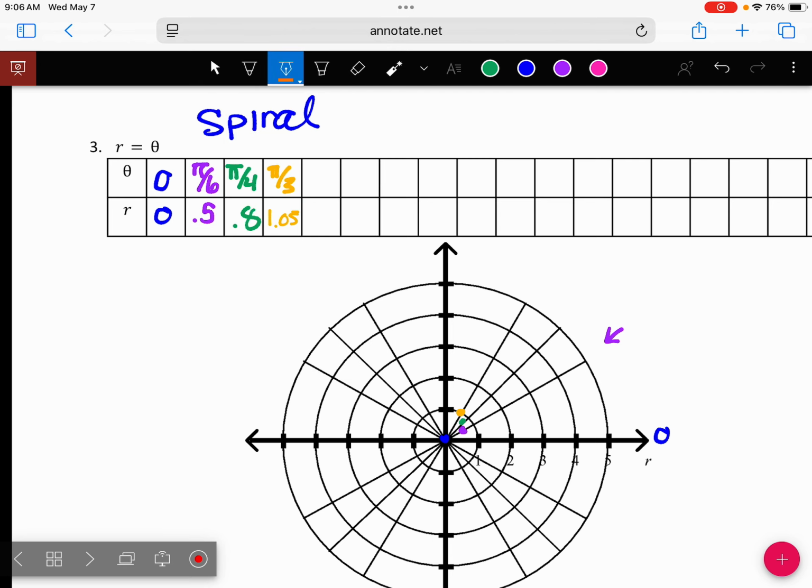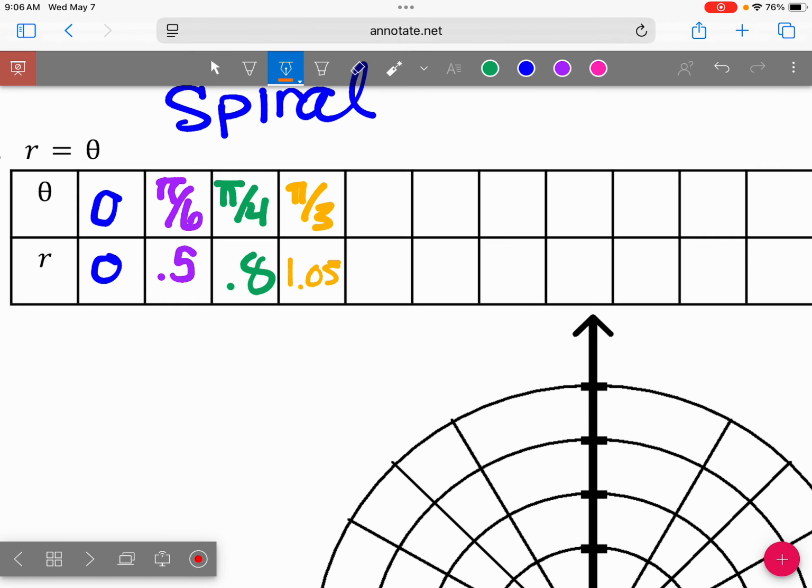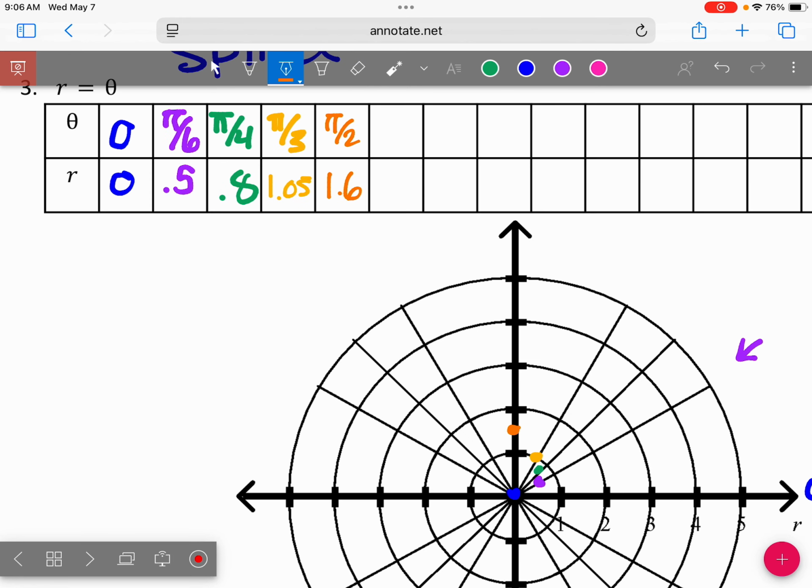So then let's keep going, because we're starting to get kind of a view going on here. What are we going to get for pi over 2? 1.6. So now we're starting to get out here, and we're starting to see what's happening. It's looking kind of like that. But we're going to keep going. Our next angle is 2 pi over 3. 2.1. So we're going to be over here.